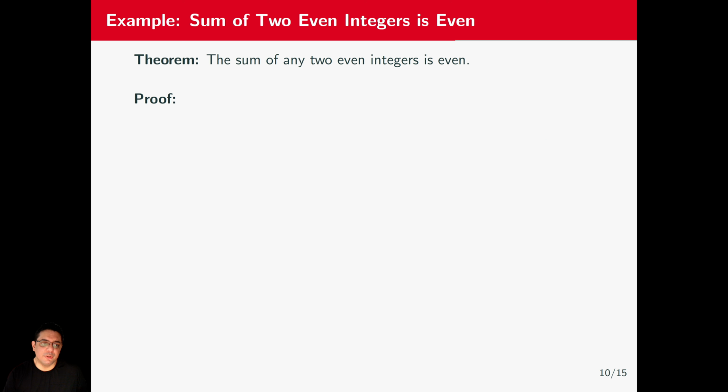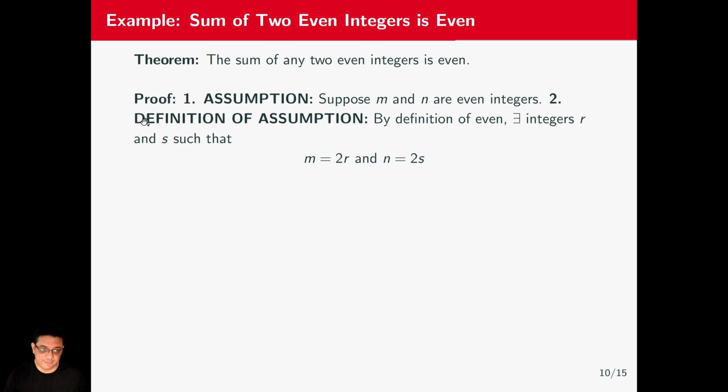Now, let's do another one so you can further the idea. We're going to prove that the sum of two even integers is even as well. Well, we go about it the same way. M and N are even integers. We check the definition of the assumption, and this means that there exist integers R and S such that M is 2R and N is 2S.